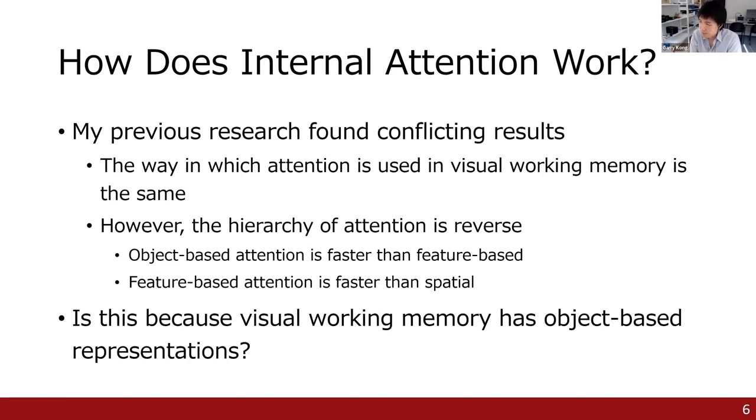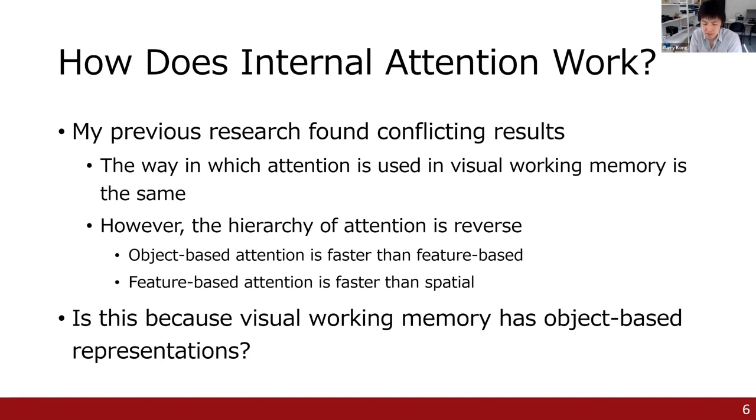When we tried the same experiments for attention towards visual working memory, the hierarchy was completely reversed. Object-based attention was faster than feature, and feature-based attention was faster than spatial. What that means, I'm not sure yet. We're not really sure yet. But an easy explanation is that visual working memory is object-based. So when you store something in memory, you don't store it based on its features or its location, you store it as a whole object.